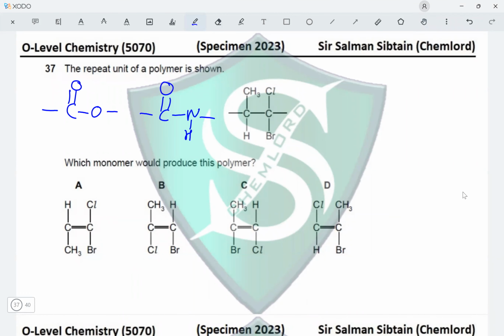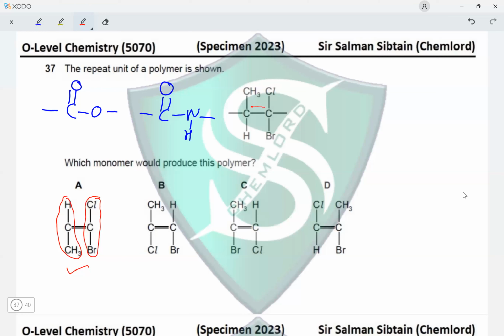Addition polymers are formed when the double bond opens up. So the double bond must be present between these two carbon atoms. This shows that the carbon on the left has a CH3 and a hydrogen attached to it, and the carbon on the right has a chlorine and a bromine attached to it. If we look at structure A, the carbon on the left has a hydrogen and CH3 present, which is correct, and the one on the right has a chlorine and bromine present, which is also correct. Option A is the correct option for this question.